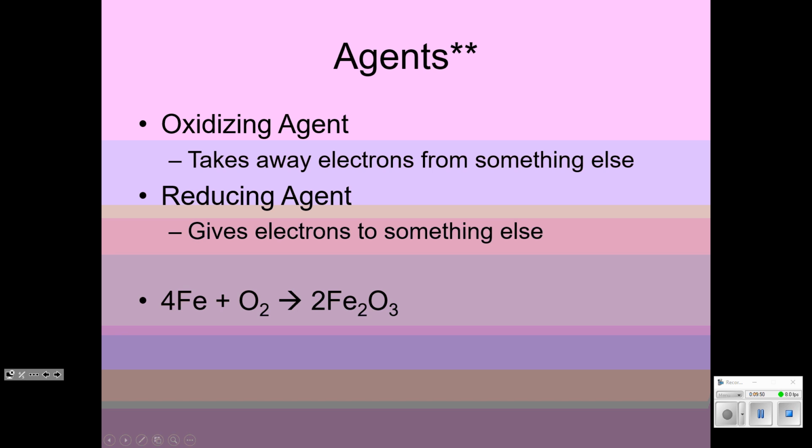Probably the simplest, most common example of an oxidation reduction reaction is the one I have up on the board. This is the equation for rust. Iron plus oxygen makes iron(III) oxide.